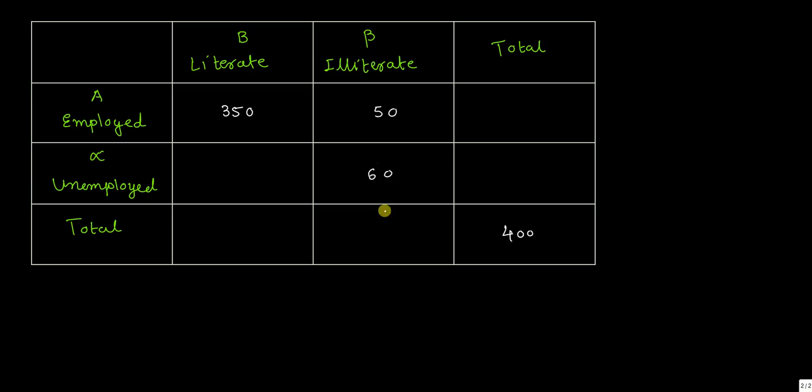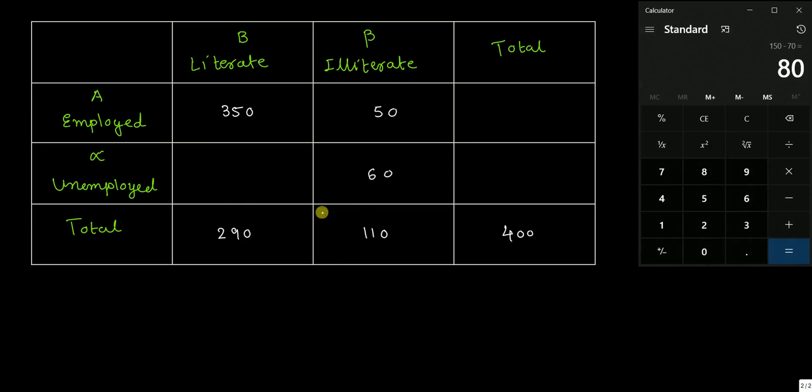350, 50 plus 60 is 110. So 400 minus 110 equals 290. To get 290 we would have to do 350 minus 290, which is minus 60.